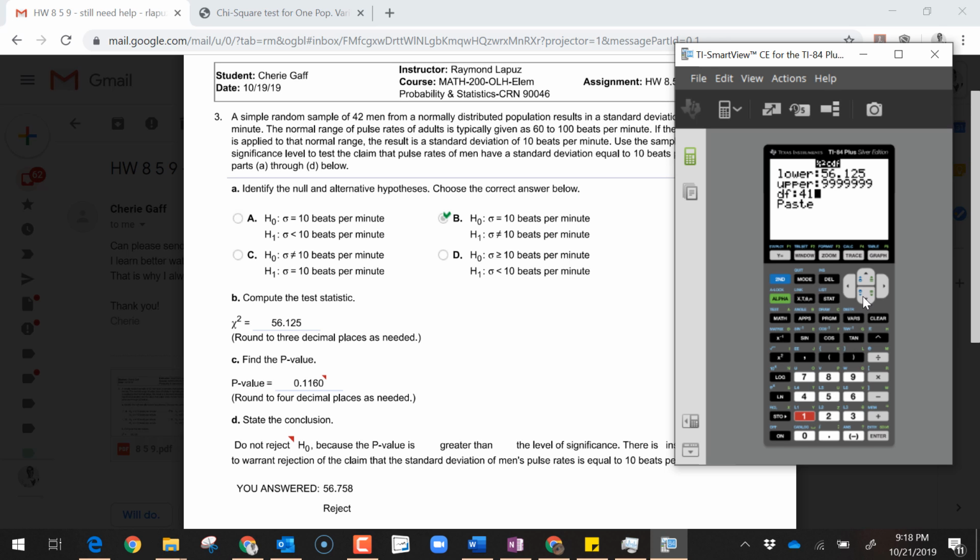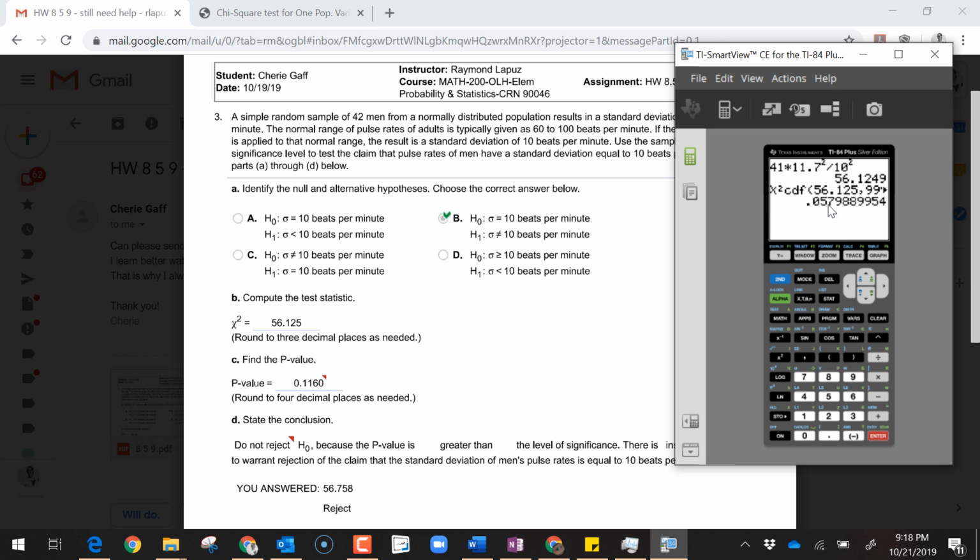If I hit paste, this is the actual command that you would normally put in your calculator if it didn't have that other screen. So it'll be chi-square CDF 56.125, comma, 999999, comma 41. And you press enter.